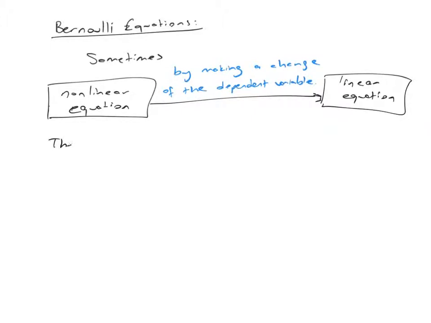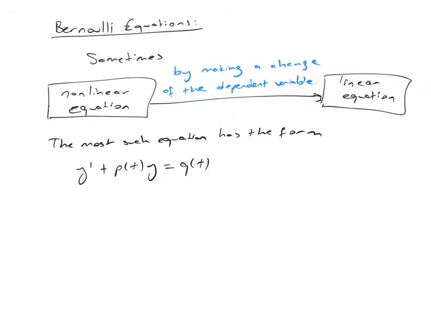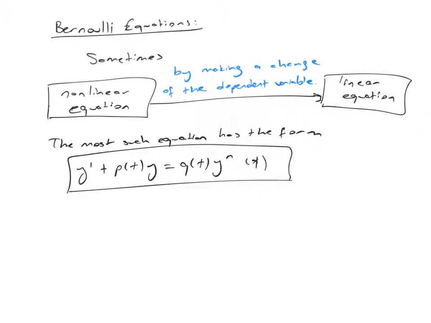The most important such equation has the form y prime plus p of t times y is equal to q of t times y to the n. Let's call it star equation. Let v is equal to y to the 1 minus n. This is the change of the dependent variable that we need to convert nonlinear equation into linear equation.